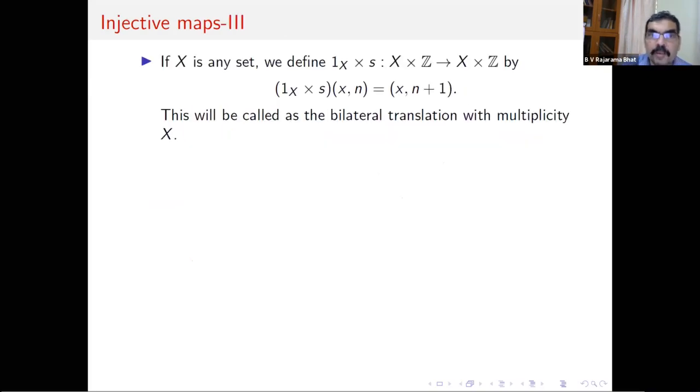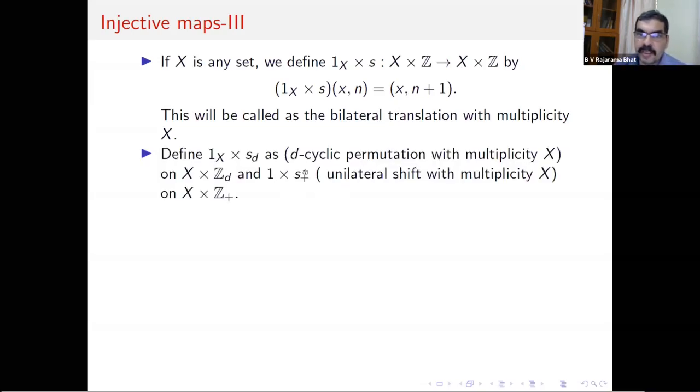So now I want to have multiplicities. Like the bilateral shift on Z, you can put some multiplicity. That means you look at X cross Z for X being some other set, and you apply the shift only on the second part. In the first part, you keep it the same. So this is 1 cross S, with 1 the identity map on X, and the shift on the second space Z. In the same way, you can have cyclic permutations with some multiplicity, or the unilateral shift with some multiplicity. So all the earlier examples, you can have them with multiplicity.